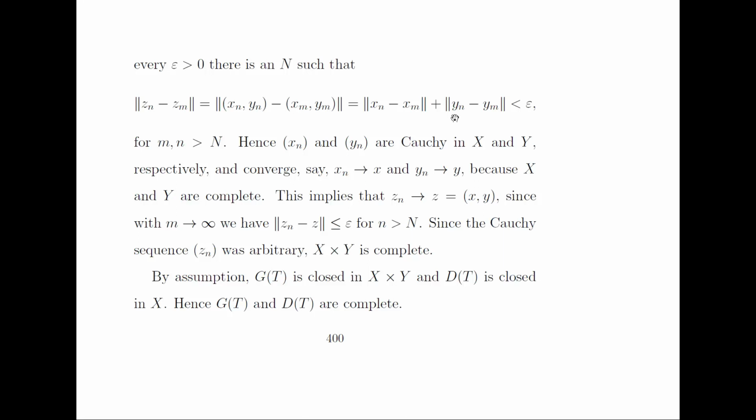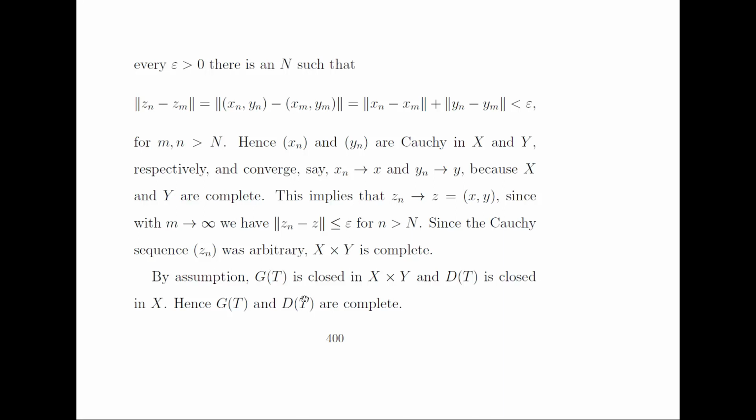Hence, from this we can say that the sequences xn and yn are Cauchy in X and Y respectively, and they converge because X and Y are given to us as complete. So xn converges to x and yn converges to y. This implies that Zn converges to (x, y), say equal to z. And as m goes to infinity, we have norm of Zn minus z less than epsilon for all n greater than N. Since the Cauchy sequence Zn was arbitrary, X cross Y is complete.